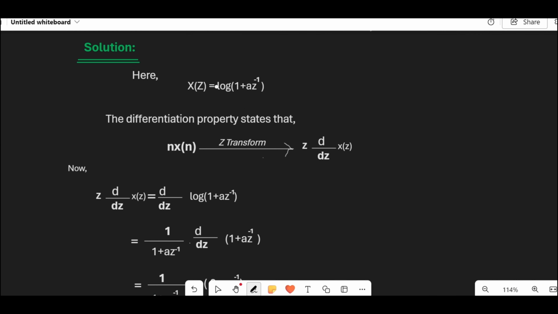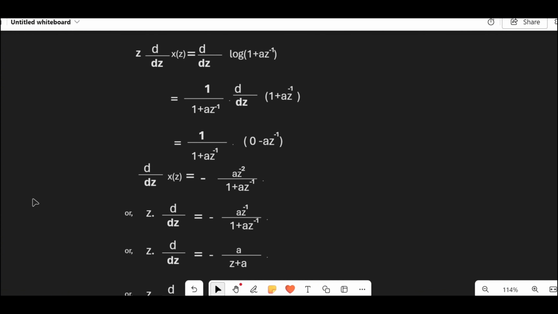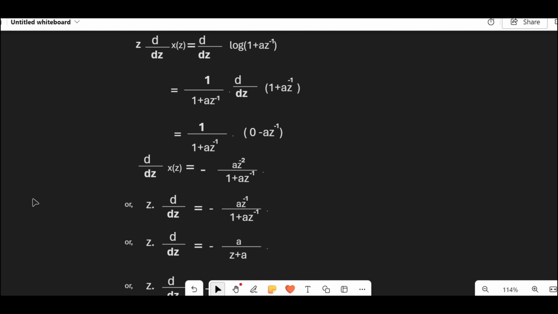here X of z is log of 1 plus a into z inverse. The differentiation property states that the Z transform of n into x of n is z into d/dz of X of z. Now z into d/dz of X of z, we take d/dz of log of 1 plus a into z inverse. If we perform this mathematical operation, then we find d/dz of X of z equal to minus a into z to the power minus 2 divided by 1 plus a into z inverse.